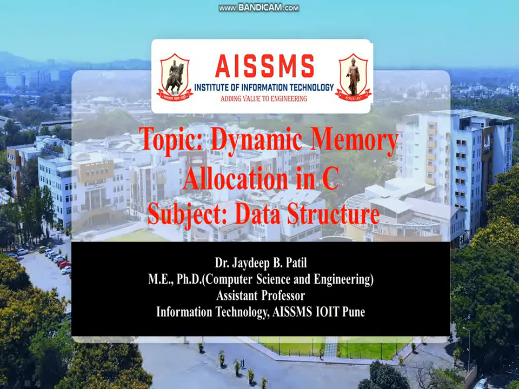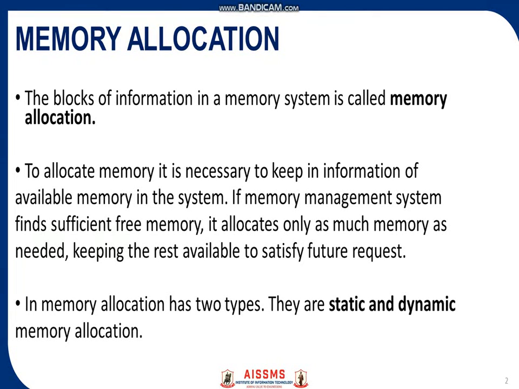Hello everyone. In this video lecture we will see dynamic memory allocation in C programming, which is introduced in data structures. So what is meant by memory allocation? The block of information in a memory system is called a memory allocation. To allocate memory, it is necessary to keep information of available memory in the system. If the memory management system finds sufficient free memory, it allocates only as much memory as needed and keeps the rest available to satisfy future requests.